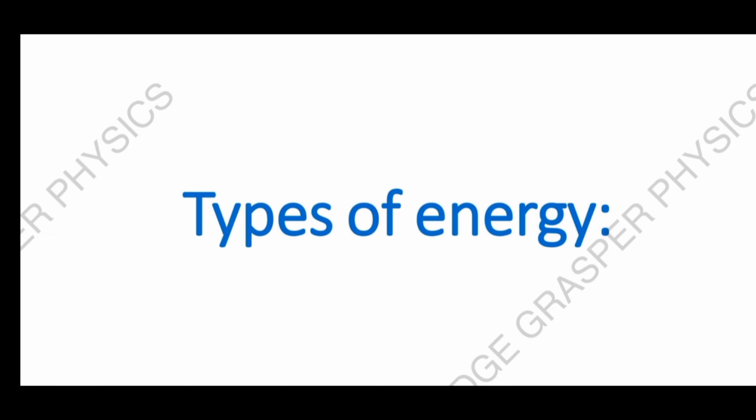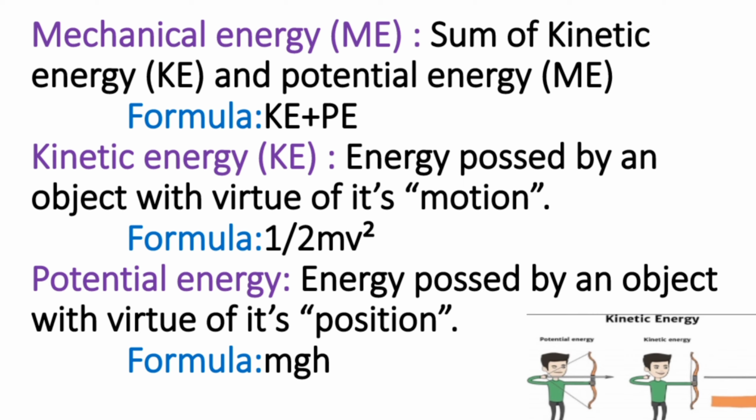Now we will discuss types of energy. Now we will discuss what is mechanical energy. The sum of kinetic energy and potential energy is mechanical energy, KE plus PE. So what is kinetic energy? What is potential energy? So energy possessed by an object with virtue of its motion, it is kinetic energy.